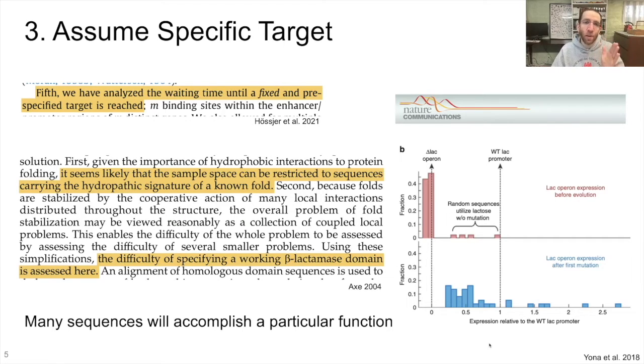So setting a pre-specified target is completely the wrong approach when you're trying to evaluate the likelihood that a specific trait or a specific function could evolve, because we now know that there are lots of different ways to accomplish the same thing when it comes to biochemical functions and genetic sequences.